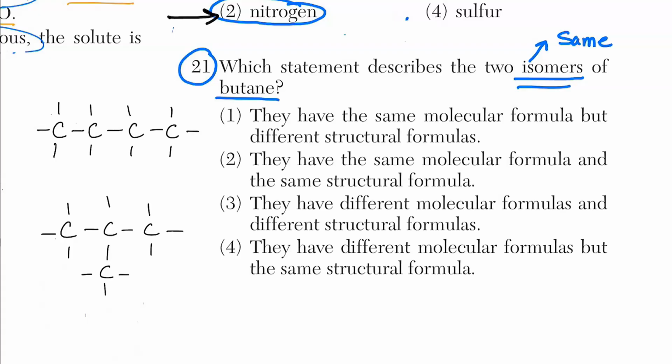Let's count. We have 1, 2, 3, 4 carbons, C4, and then we count the what? The sticks are H's. So 1, 2, 3, 4, 5, 6, 7, 8, 9, 10. So that's H10.